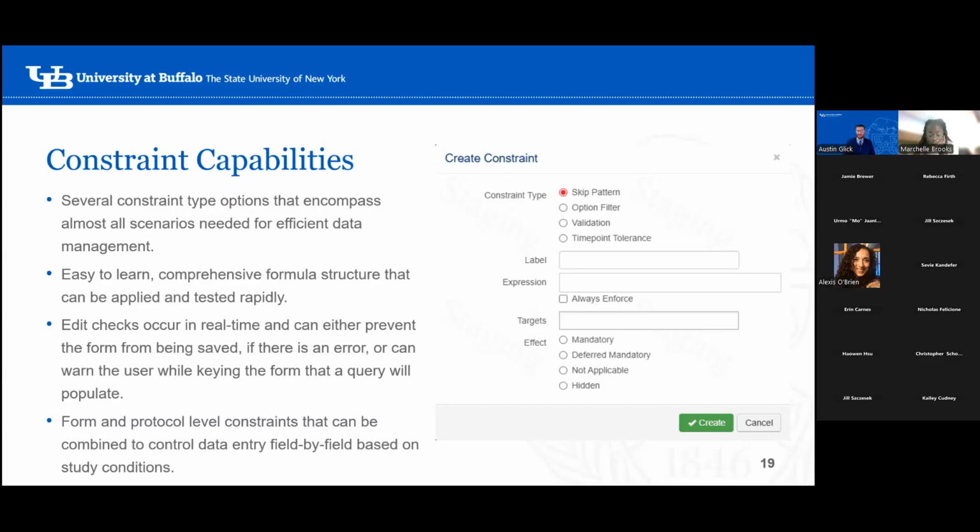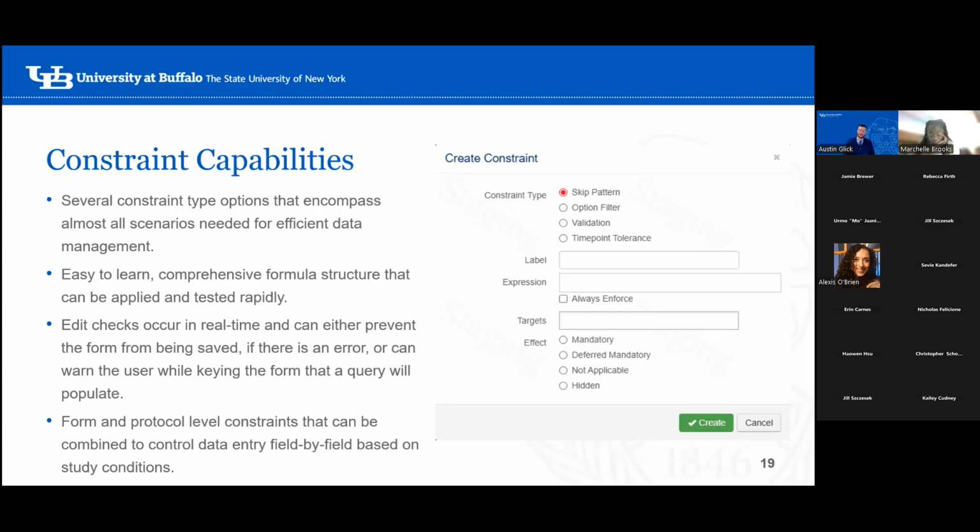Edit checks occur in real time and can either prevent the form from being saved if there is an error, or warn the user while keying the form that a query will populate. So this is really important. Like I said, this reduces the impact of queries. People can correct things as they're typing, and they can know when an error is going to pop up.